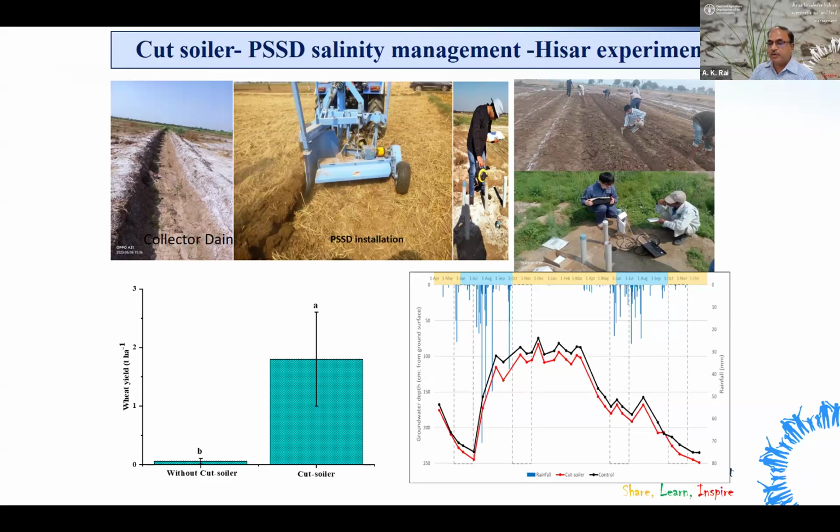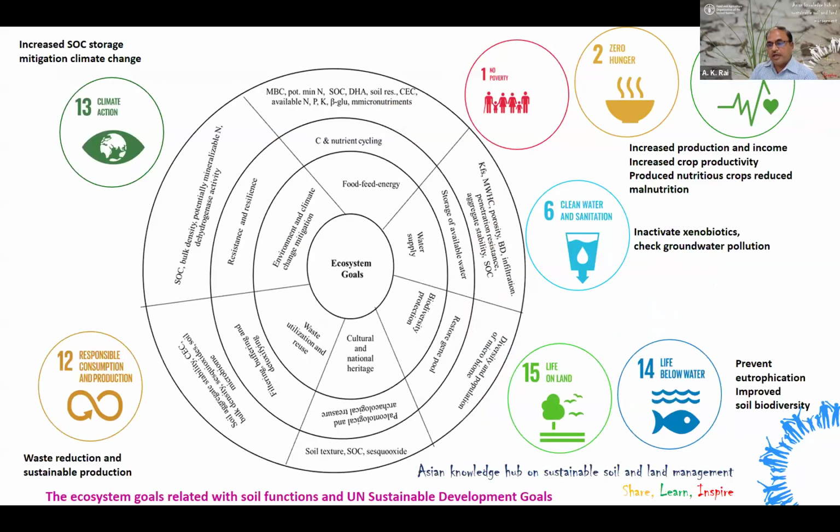We are monitoring with our partner from JIRCAS. So as Dr. Wen said, we should not only transform the soil from non-productive to productive soil, rather it should be able to meet all the ecosystem goals like food and feed, energy, water supply, biodiversity protection, cultural and national heritage, waste utilization, environment and climate change, so that all the sustainable development goals associated with agriculture and the allied sector can be fulfilled, like no poverty, zero hunger, good health and well-being, clean water, then climate change related issues, then responsible consumption by utilizing waste, so that life on land is secured and life below water is also secured.